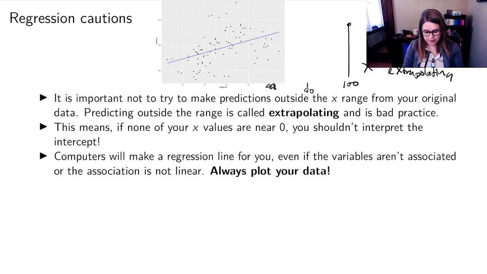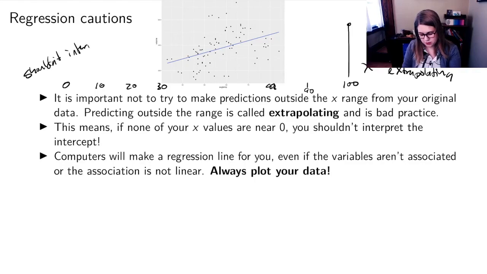And what that means on the other end is if none of your X values are near 0, you shouldn't interpret the intercept. That is probably true here, that I had 30 degrees, and if we went back, there'd be 20, 10, 0. I probably shouldn't interpret the intercept because it's so far outside the range.